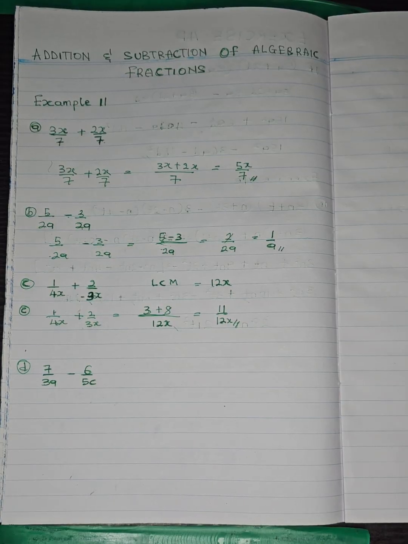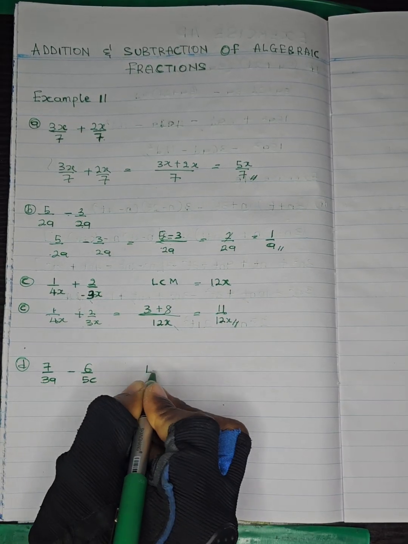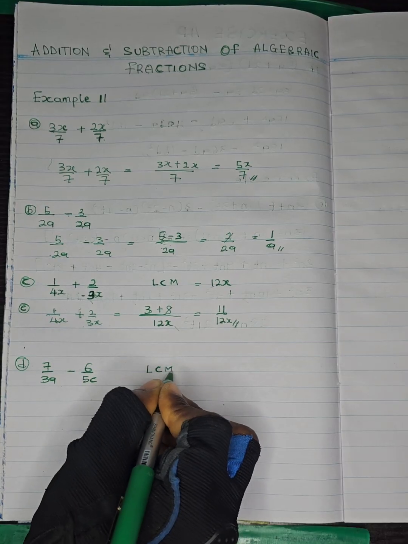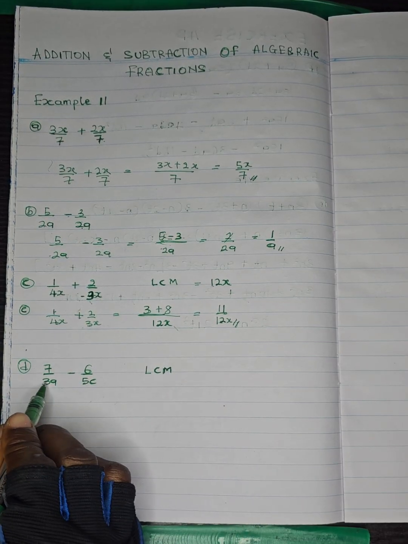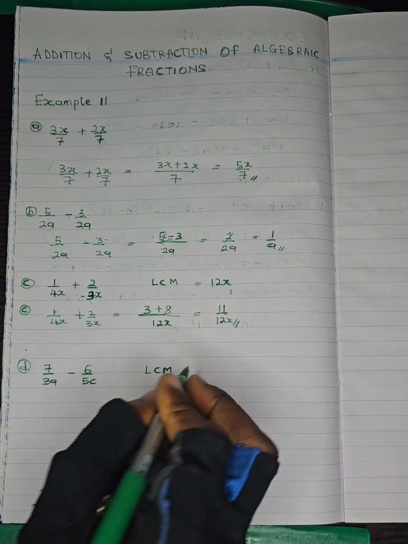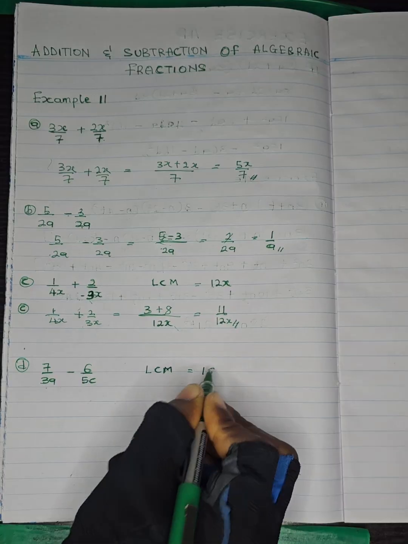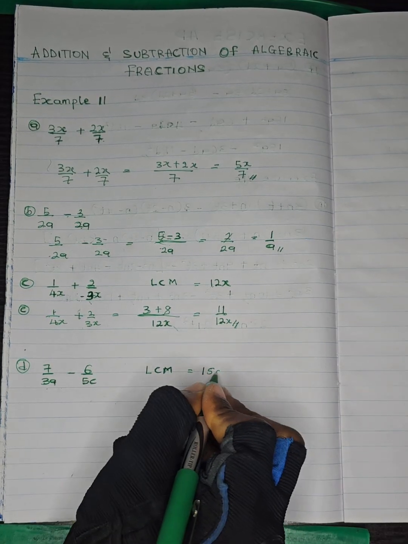Let's go for this one. Here we have different denominators. So we'll look for the LCM. The LCM is not the scope of this class, so I will not really treat it. So the LCM of 5 and 3 is what? 15. So the LCM of A and C is simply AC.